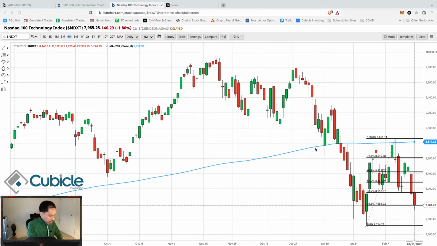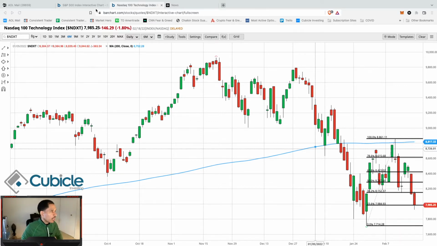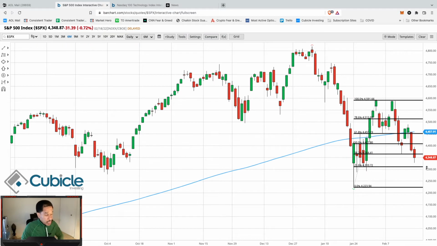So the next key level that I'm looking for is this. I'm sorry, I'm on the Nasdaq. This is the Nasdaq chart I'm looking at. I want to look at the S&P 500. So this here is the S&P 500.